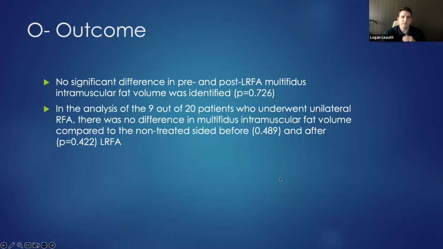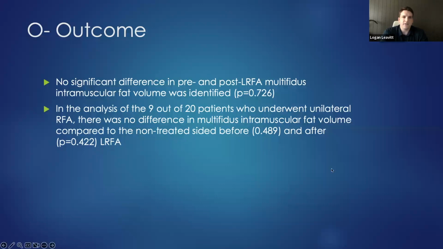And then their outcomes, this is what they report in their results section, as well as some of the tables you can see, like there's a clinical outcomes table in table 2. The big one is table 3 though, where it talks about the different layers, and then it looks at them pre and post RFN. So basically what they report is that no significant difference in pre and post lumbar radiofrequency ablation multifidus intramuscular fat volume was identified. So they didn't find any difference in the volume of the muscle before RFA compared to after. They said that the RFA didn't affect it.